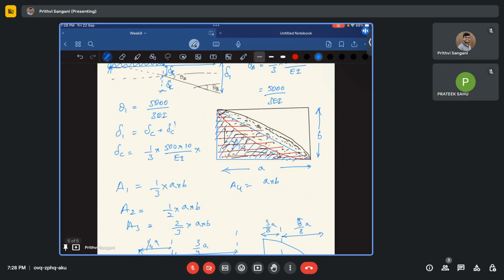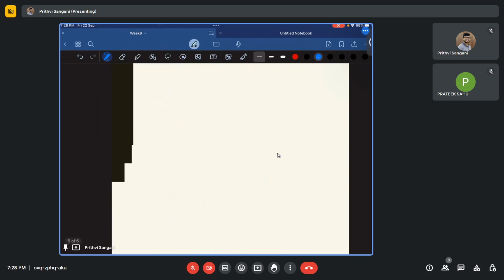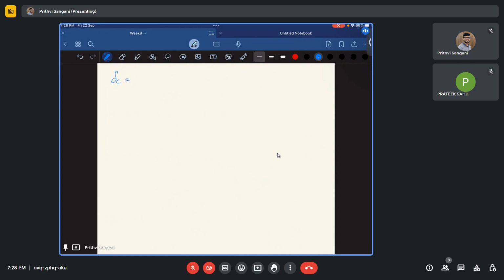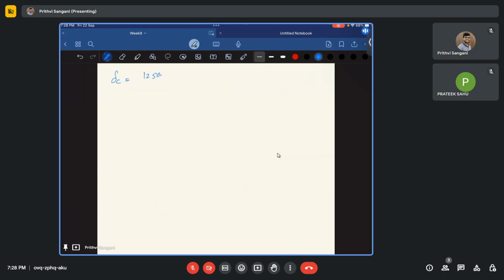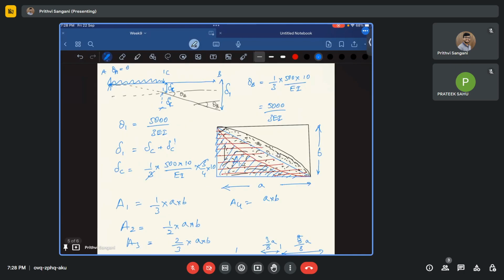So 3 by 4 of A here is 10. So 3 by 4 of 10. So delta C is going to be 5,000 times 10, which is 50,000, by 4. That is 12,500. This is going to be 12,500 by EI. Now, what about delta C prime? How do we find delta C prime?